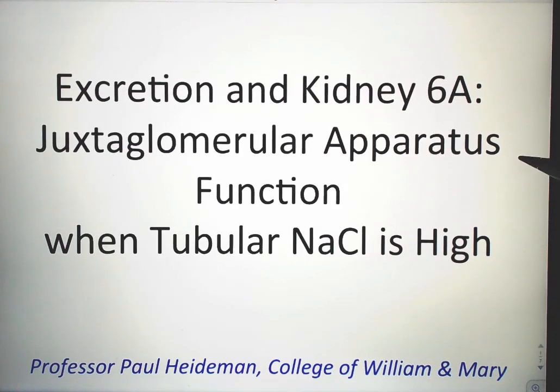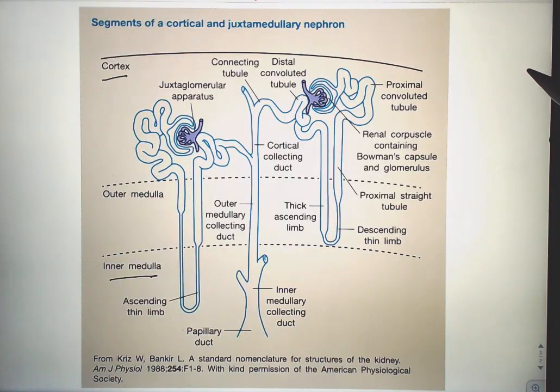The juxtaglomerular apparatus, the JGA, plays a major role in regulating kidney function, blood pressure, electrolyte balance, and water balance. In this video, I'll talk about JGA function when sodium and chloride are particularly high. First, I need to orient you to where the JGA is.